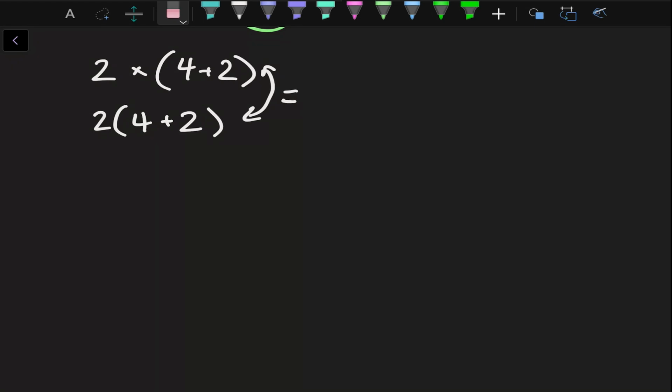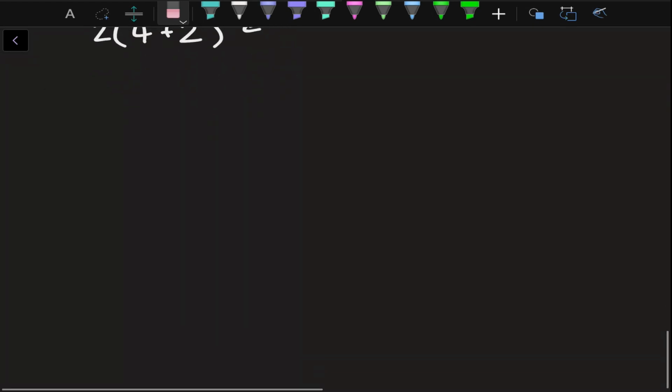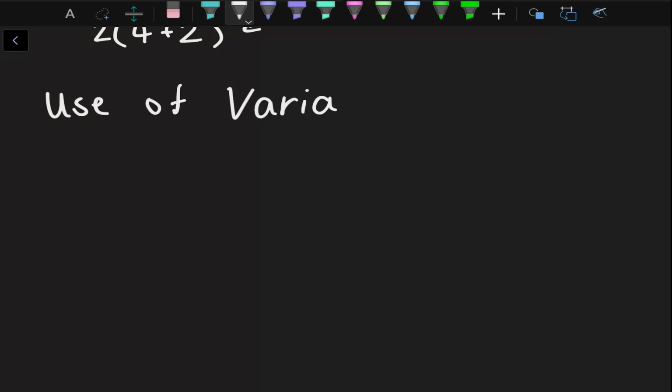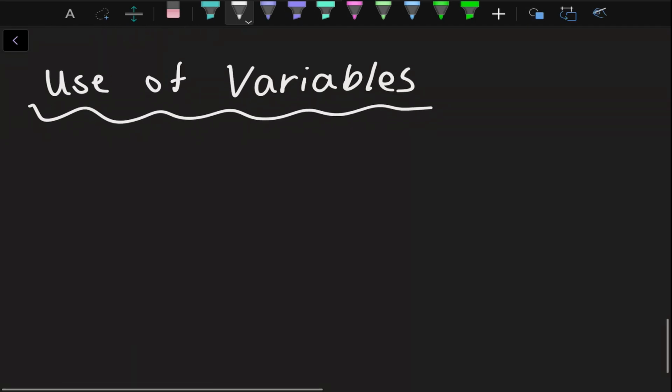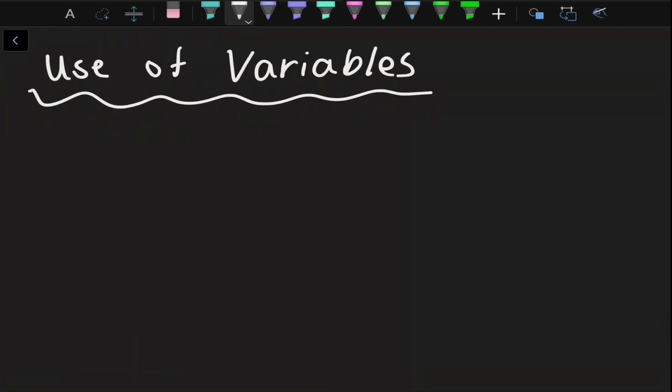So next we're going to talk about the use of variables. So we frequently use letters in mathematics because they allow us to calculate quantities using formulas over and over and over again.